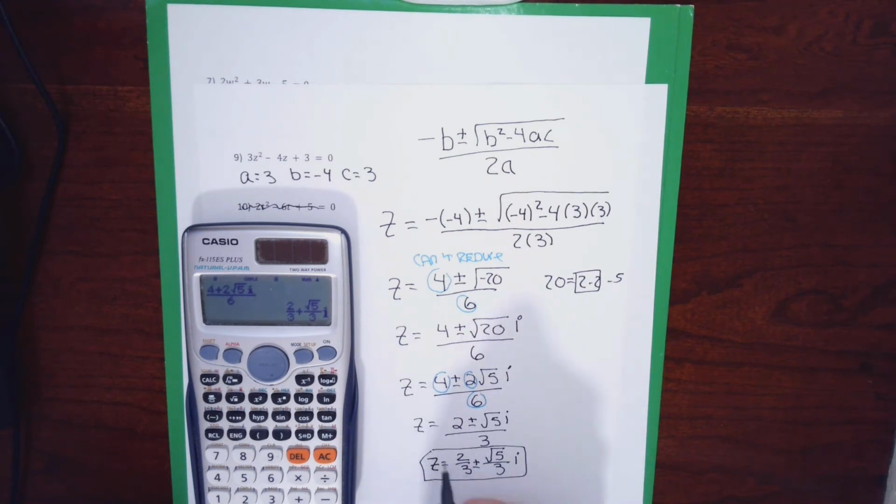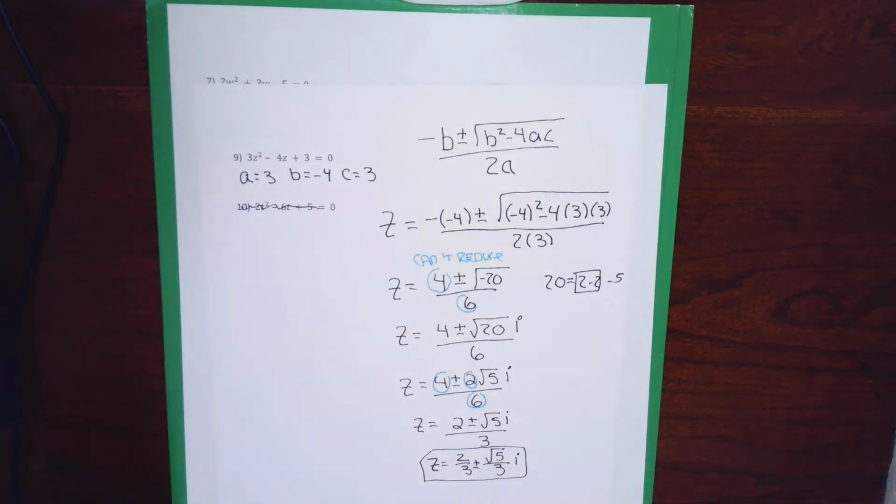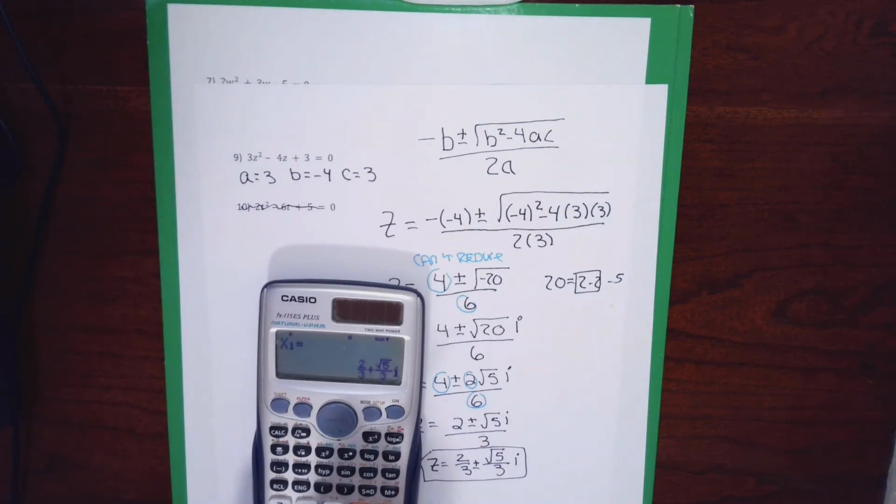If my answer has a plus, it has a square root, or it has an I, I should leave the plus or minus in my answer. There's a way to get my calculator to do these, but I don't want to show you that because then you'll just press buttons. That's not good, but I just press buttons to make sure of my answer.